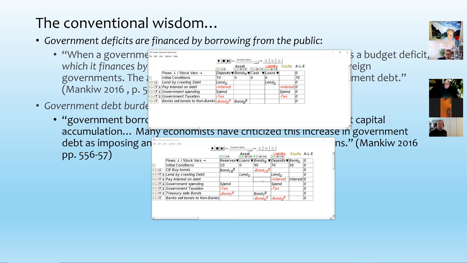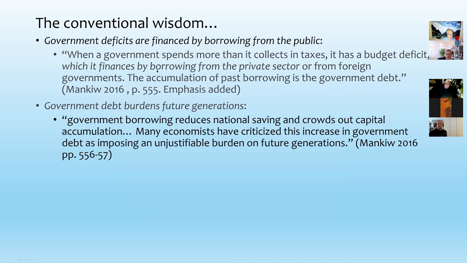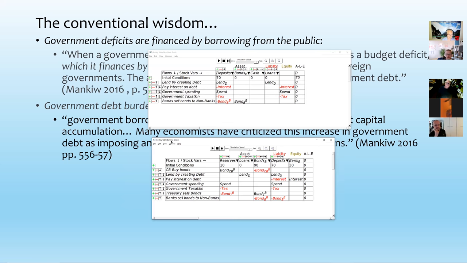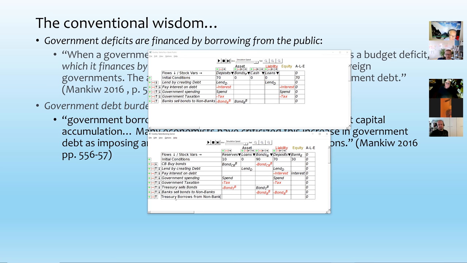So what do the textbooks say about deficits? Well, the textbook says that the deficit has to be financed by borrowing from the private sector. And if I want to, I can actually probably show that. Let's see how I go in getting it done. I might make a mistake here, but we'll see what happens. What the textbook says: Treasury borrows from non-banks. That's what they think is financing it.